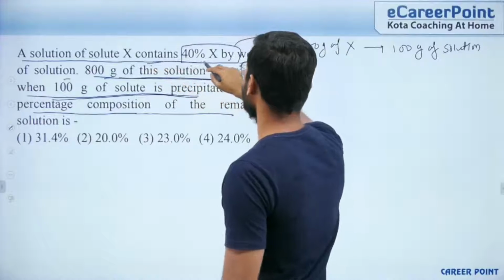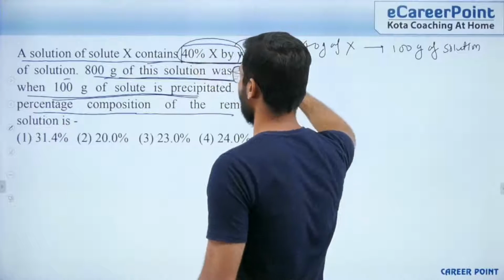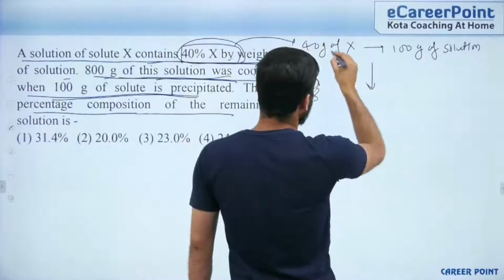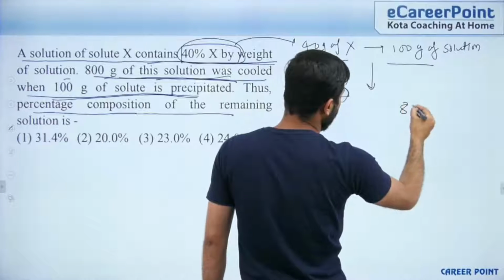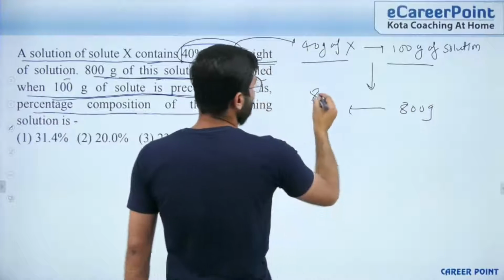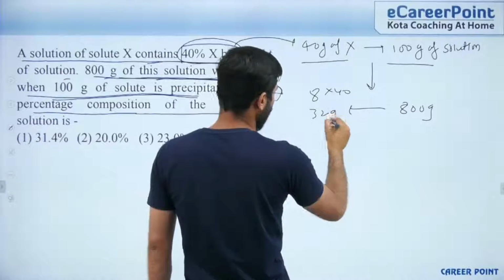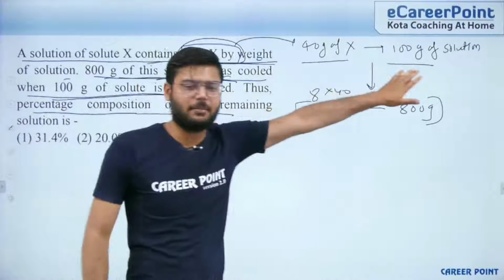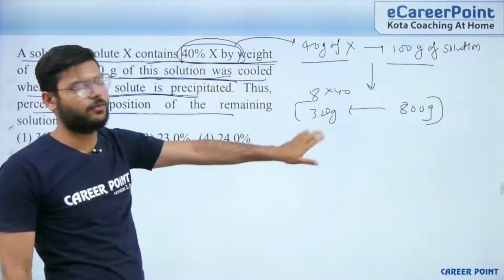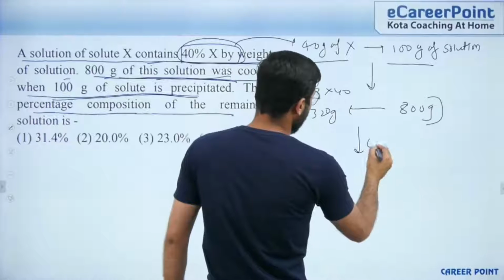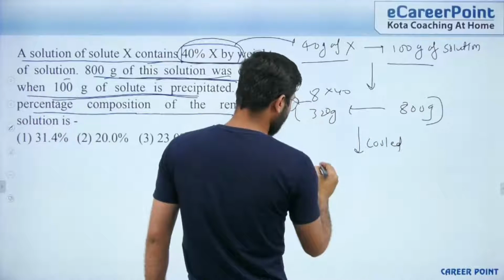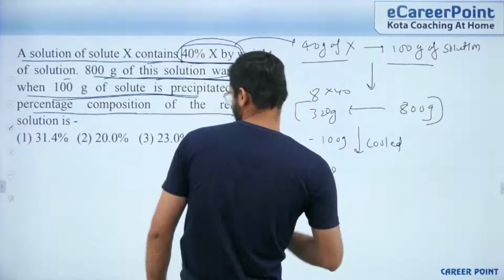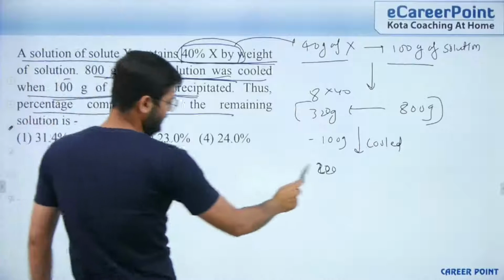40 gram of X is present in 100 gram. So in 800 gram, X will be present multiplied by 8, 320 gram, because 40 gram of X is present in 100 gram. So 800 gram will contain 320 gram of X. When it is cooled, 100 gram is precipitated. So removing the 100 gram, only 220 gram will be left.